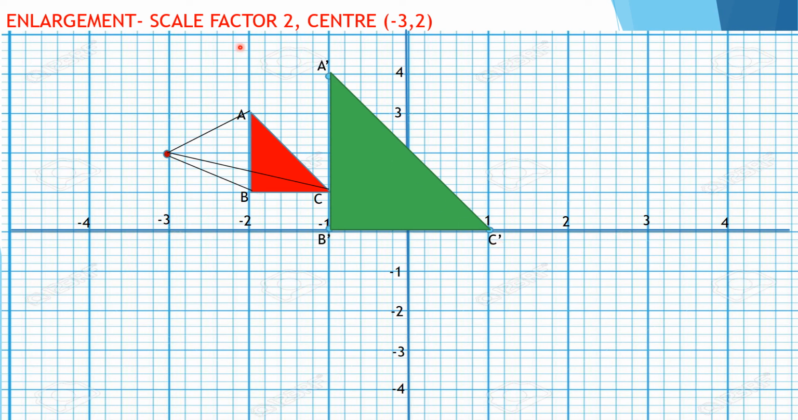So we have enlargement, and this increased in size because the scale factor is positive. So we have an increase in size here. This is triangle ABC increased by scale factor 2. We have this triangle A prime, B prime, C prime. You can also reduce and see what your triangle will be like. So this is how you do your enlargements.